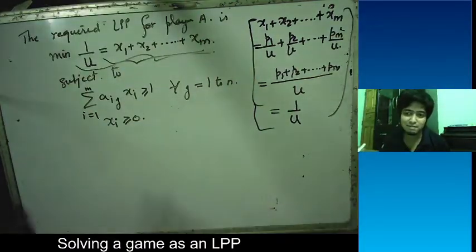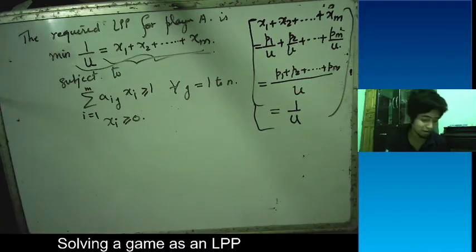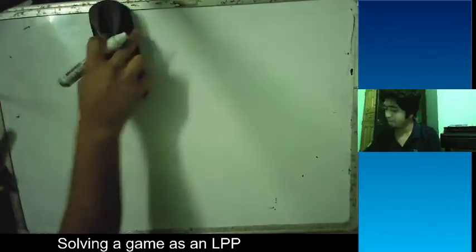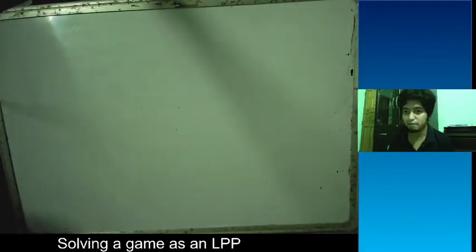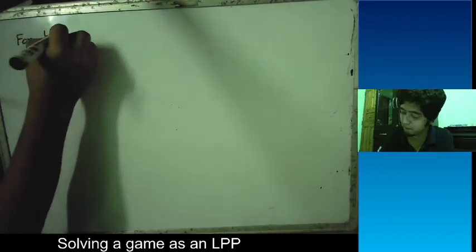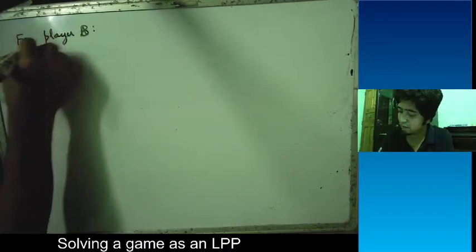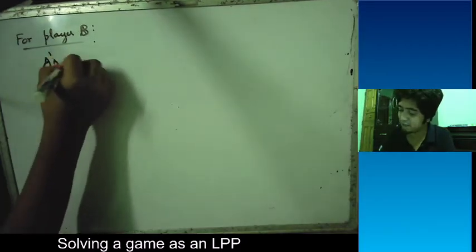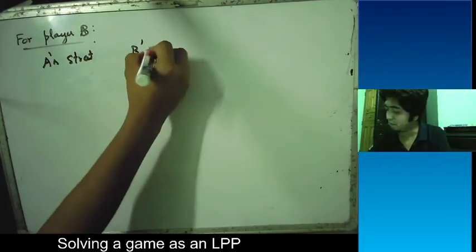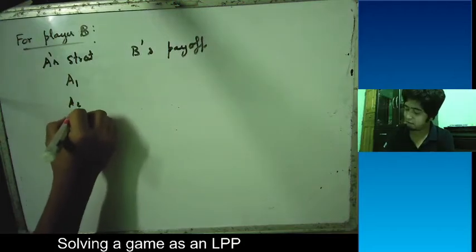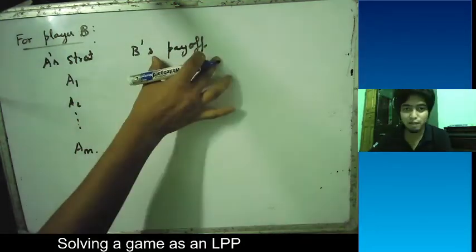What we can do is the same steps, but for player B. Again I will explain. So this is the required LPP for player A. Now let us see what the required LPP for player B is. If you are solving the game for player B, then B will think of this in this way: A's strategy, B's payoff. A has strategies A1, A2 up to Am, and B's payoff will be the row.